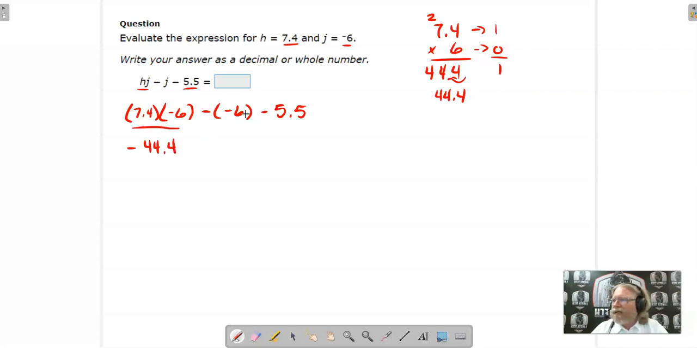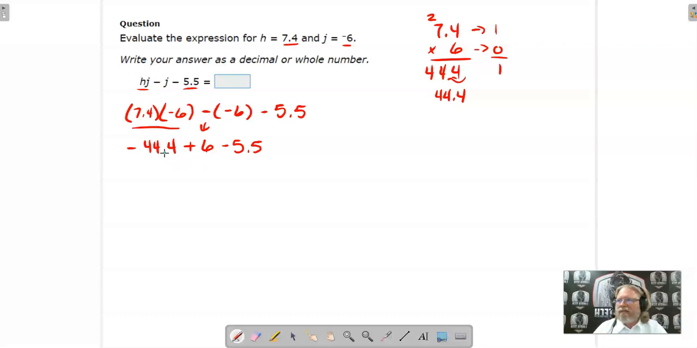And then we got minus a negative. Well, I don't want a minus a negative. I'd rather plus a positive, and that works out. So let's change that sign, right? And then let's take the opposite of -6, which is +6, and then bring down our minus 5.5, right? So as I look at this, I could just add straight across. I took care of the multiplication. Now I just have the adding to do.